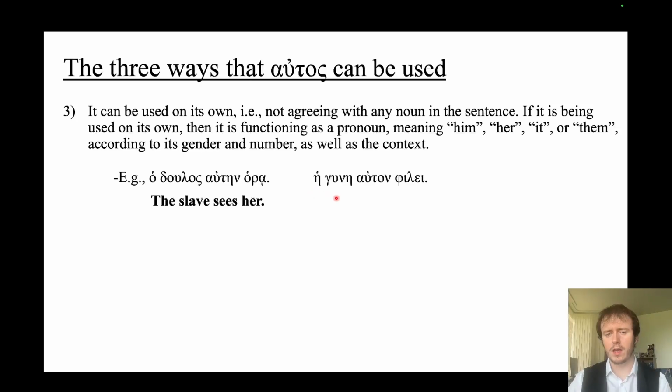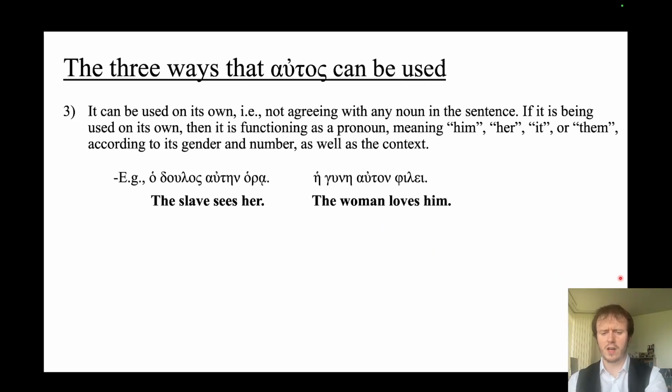Here we have the woman in the nominative case. Πηλει means he, she, it loves. Here it's she because the woman is in the nominative. So the woman loves or likes αὐτον. Αὐτον is the masculine accusative singular form of αὐτος, and it's being used on its own here. Since it's masculine and singular, we shall translate it using the word him. So this says, the woman loves or likes him. The woman loves him.